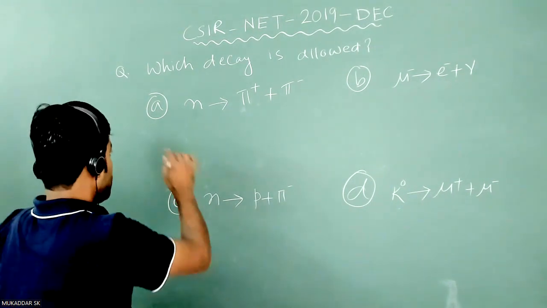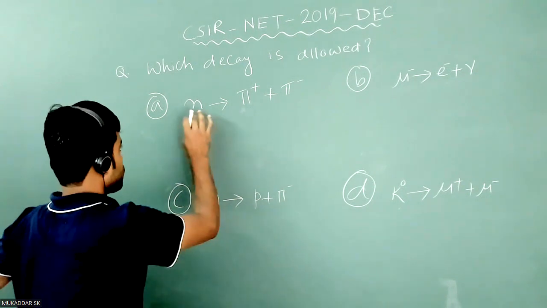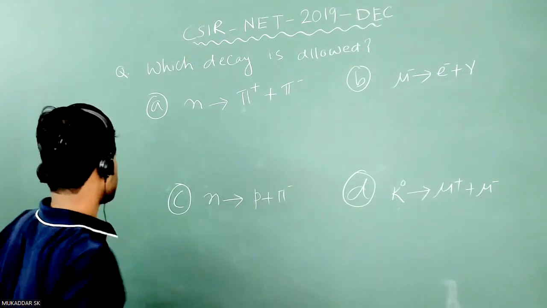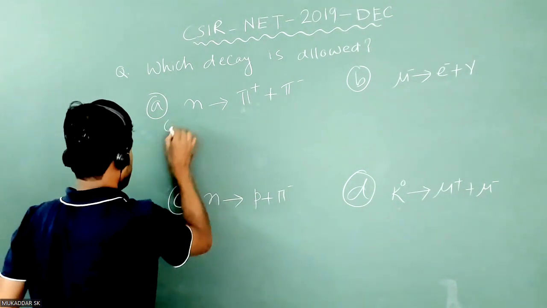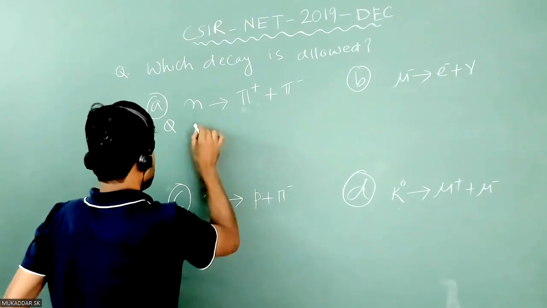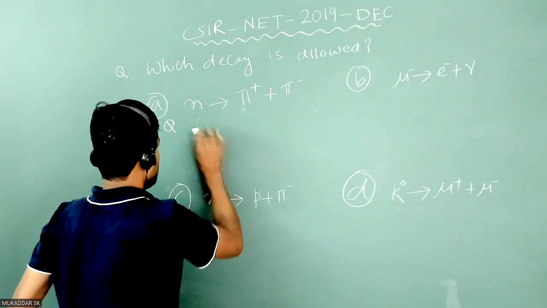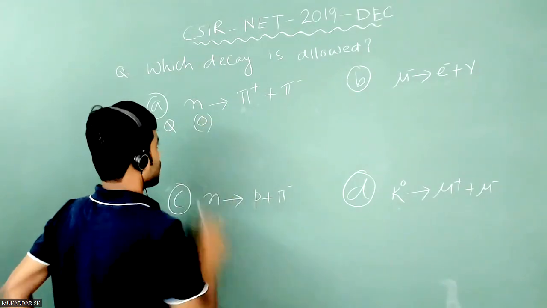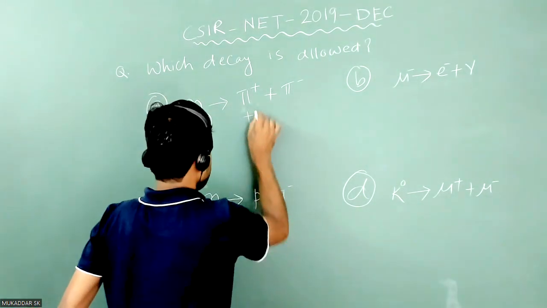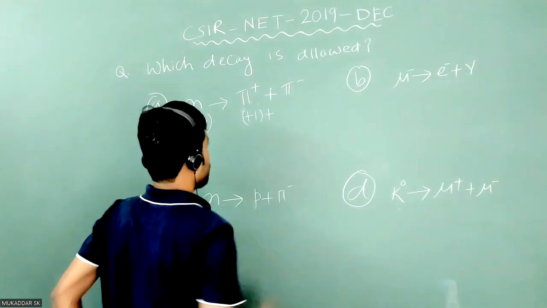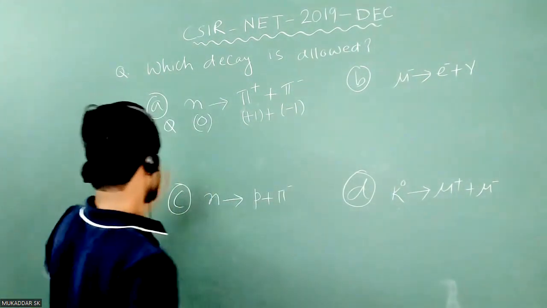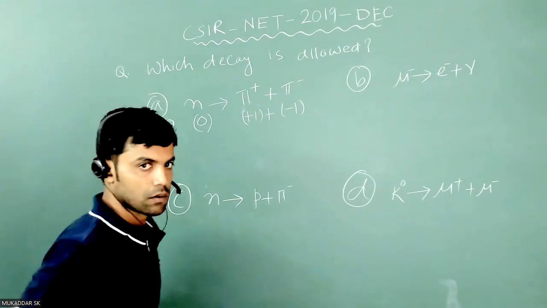So in decay A, that is neutron goes to pi plus plus pi minus. Let us check charge conservation, denoted by capital Q. The neutron is neutral, so that number will be 0 here. On the right hand side, pi plus will be plus 1, and for pi minus, it is minus 1. So charge is conserved.